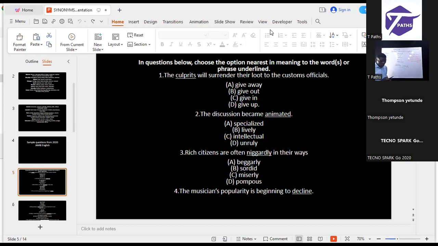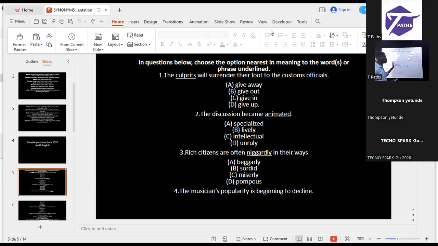Number two says the discussion became animated. Now, the JAM examiner wants you to look for another word that has a similar meaning to the word animated. What does animated mean? Animated simply means lively. So in question two, the discussion became animated, your answer will be the discussion became lively. Number three says that rich citizens are often niggardly in their ways. The underlined word there is niggardly.